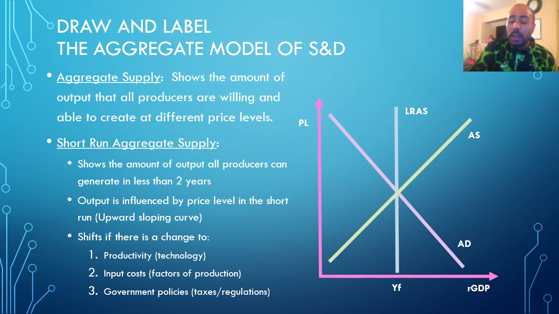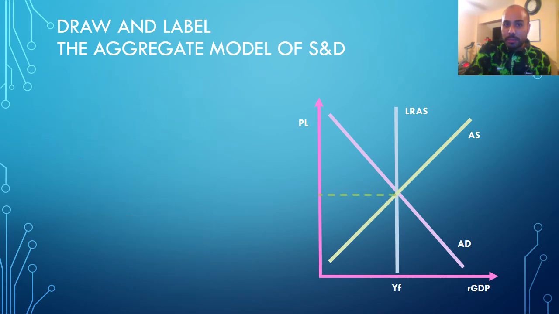So for example, if the government changes taxes or regulations, that's going to affect how much producers can create. Generally, when there are fewer taxes or fewer regulations, producers can create more. But if you increase taxes or regulations, producers will create less. So those are the three basic things that would shift aggregate supply: productivity, input costs, and government policies.